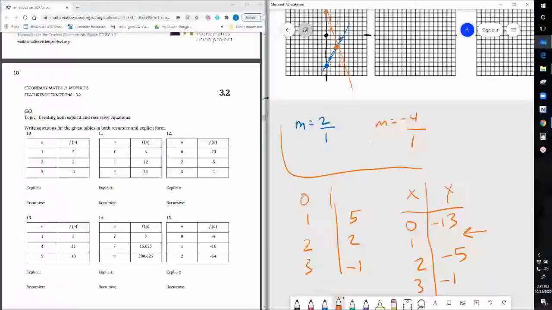Same thing with number 13, 14. Okay, there's just some tricks like that. But we all should know how to write explicit and recursive for arithmetic or geometric.